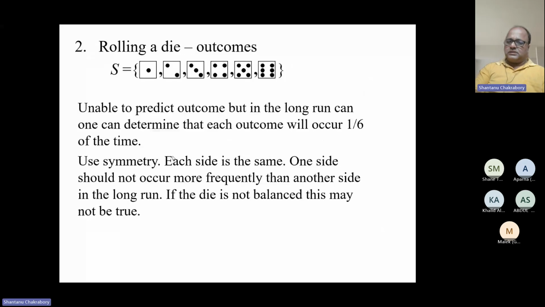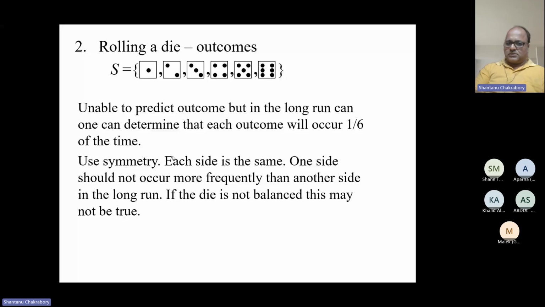So when you roll a dice, we are unable to predict the outcome. What will be that outcome in the long run? Can we determine that each outcome will occur 1/6 of the time, and what symmetry are we using each time? So one side should not occur more frequently than another.